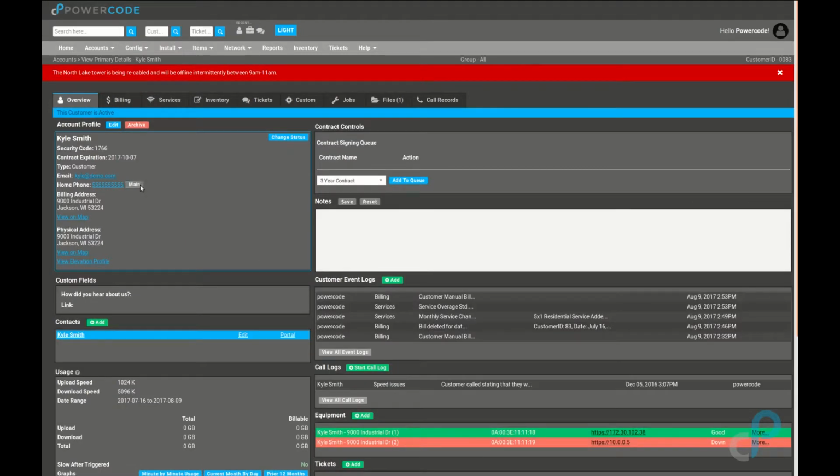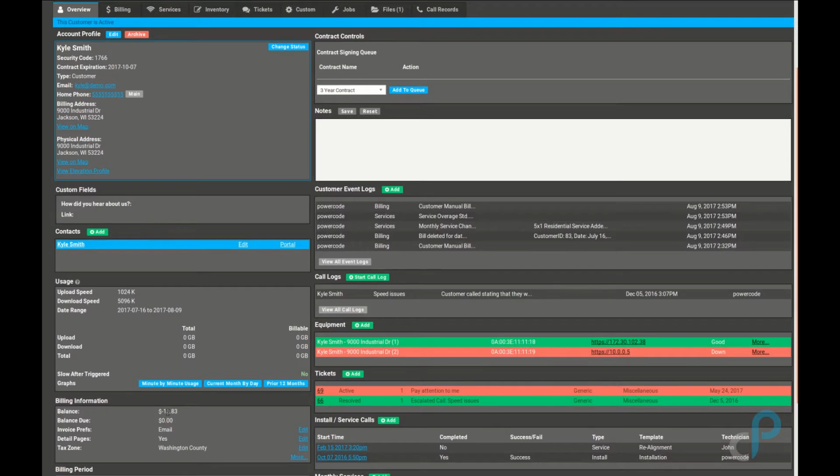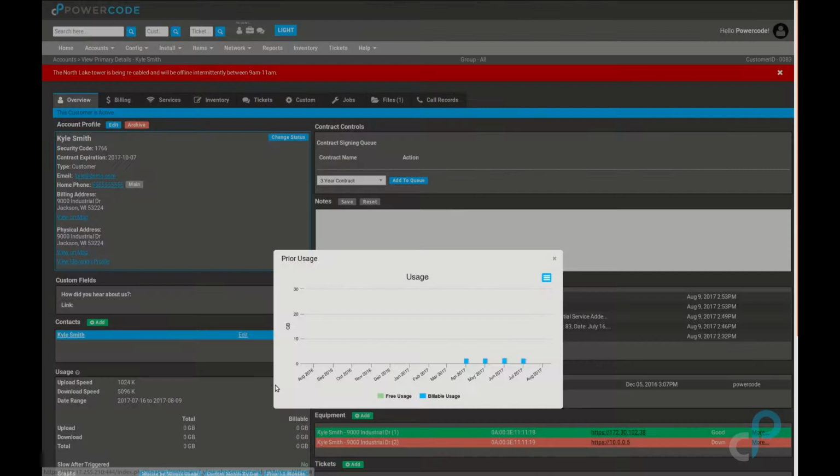From the overview, if we go down to the usage box, we can see usage on a minute by minute, current month by day, and also prior 12 months. And the prior 12 months is what we're really interested in here because it tells us the amount of data that was used on a monthly basis. So for July, we have 18.24 gigabytes. We know that they had 10 gigs included in their service plan, so it rounds up to the next gigabyte because it's a bucket of data. So the 9 gigabytes that they were charged in overage is absolutely correct.